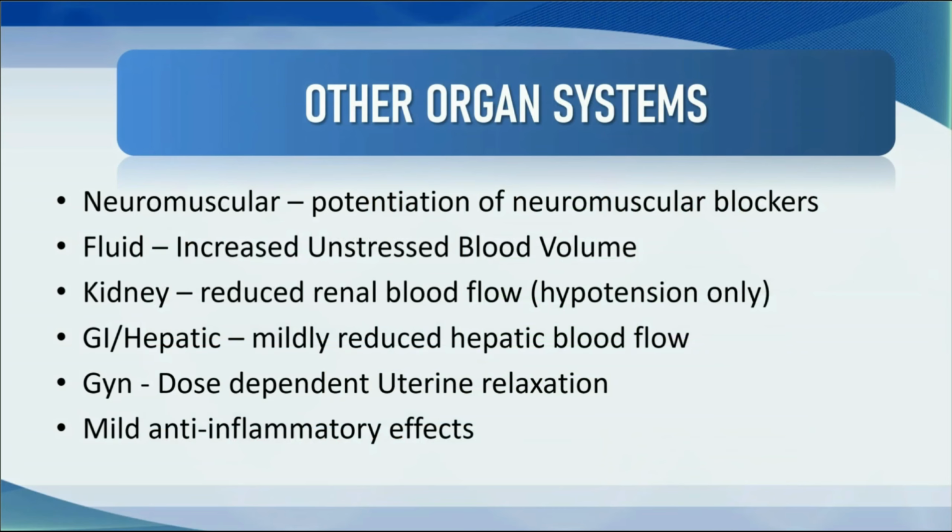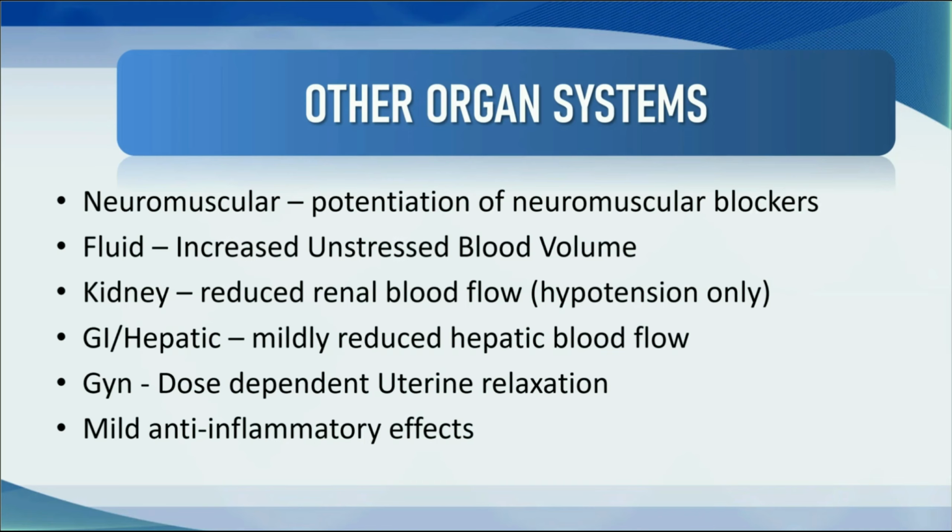In terms of the other organ systems, the neuromuscular blockade that you administer to the patient is potentiated by volatile agents. There is mild venodilatation, so the unstressed blood volume increases. As a consequence, when you give fluid to these patients, that fluid is retained in the body for up to 2 days. There is reduced renal blood flow, and that's again caused by hypotension. If you give a vasopressor agent and restore blood pressure, the patient's renal blood flow is normalized and they don't retain fluid. There is mildly reduced hepatic blood flow, but this does not seem to be a negative effect.